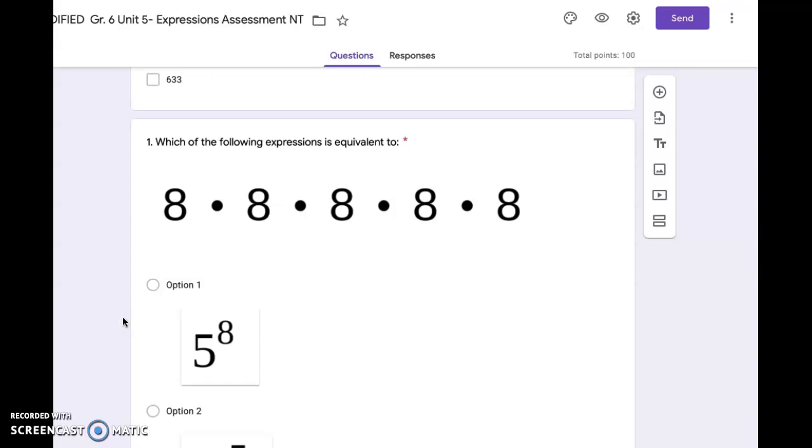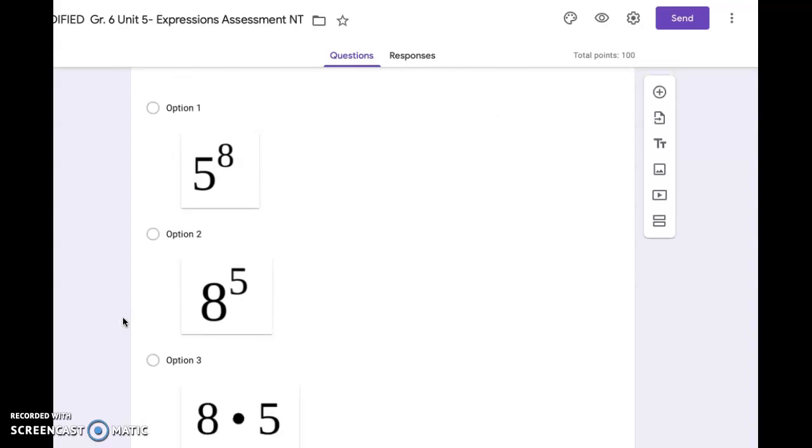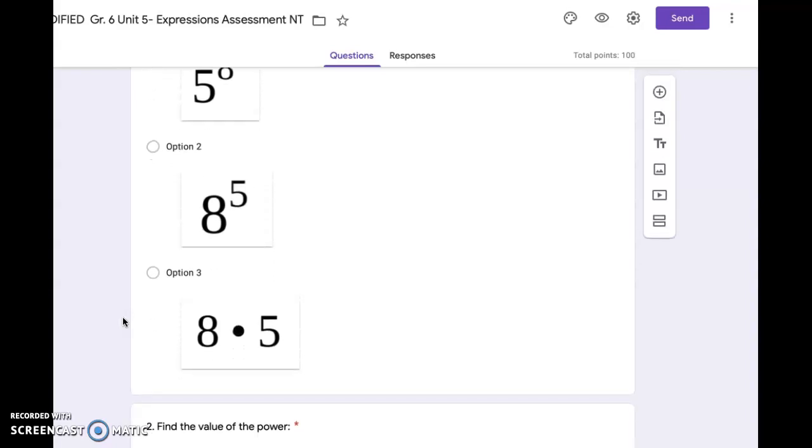Number 1. Which of the following expressions is equivalent or equal to 8 times 8 times 8 times 8 times 8? Is it 5 to the 8th power, 8 to the 5th power, or 8 times 5?